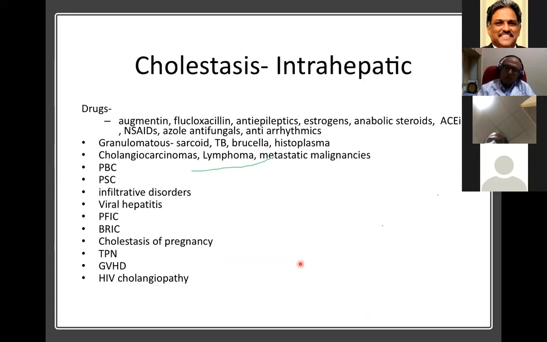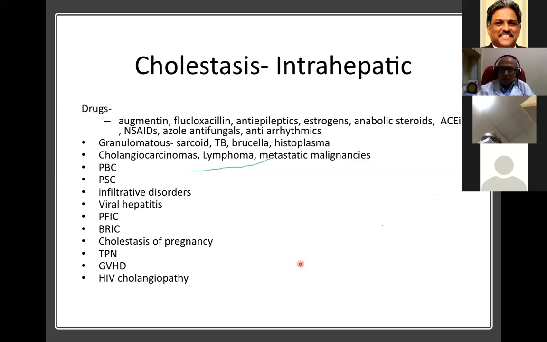So like I said, cholestasis can be intrahepatic, where the stasis of bile happens at the canalicular level, and the main reason for this is drugs. So something simple that we use like Augmentin, flucloxacillin, estrogens, anabolic steroids used by some bodybuilders, non-steroidals, a lot of antiarrhythmics, antiepileptics, etc. are all implicated in cholestasis.